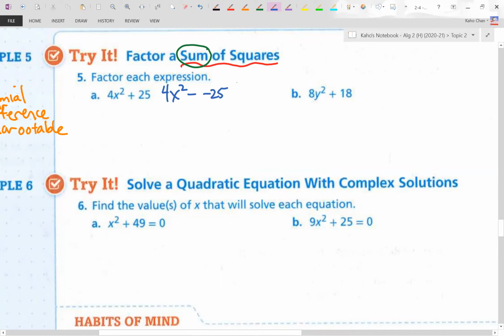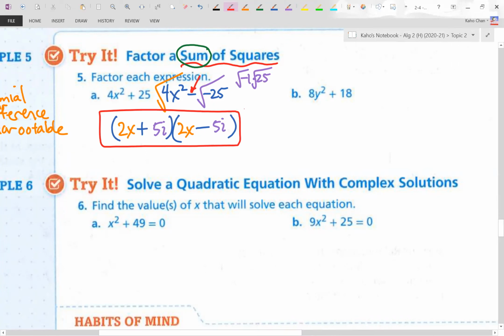Now it becomes a difference of squares, perfect squares. Isn't that weird? So let's put our sum and difference. All right. What is the square root of 4x squared? 2x, Mr. Chan. Nice. Hey, Mr. Chan, what is the square root of negative 25? Well, that's just negative 1 times 25. Isn't that just 5i? Isn't that a cool way of looking at it? Yeah, that's your answer.